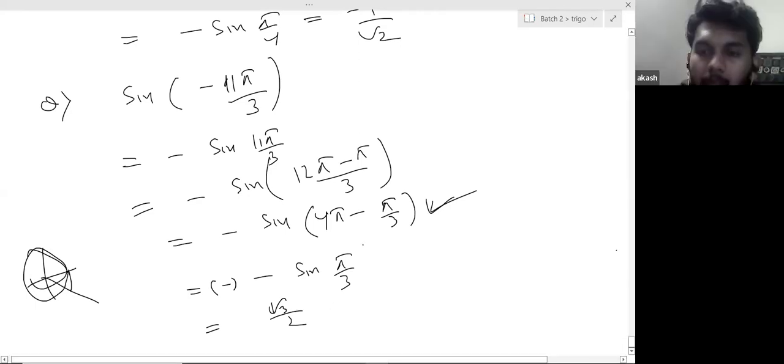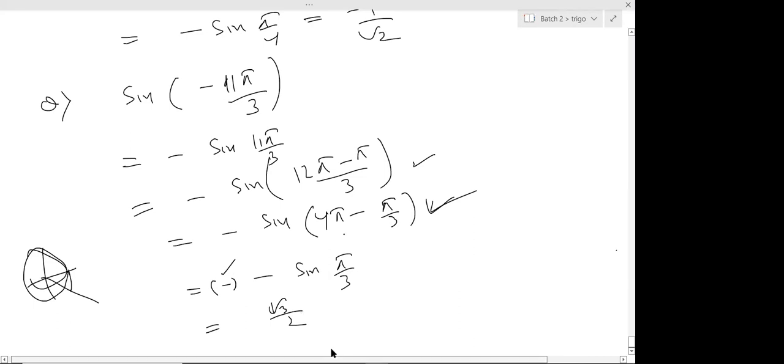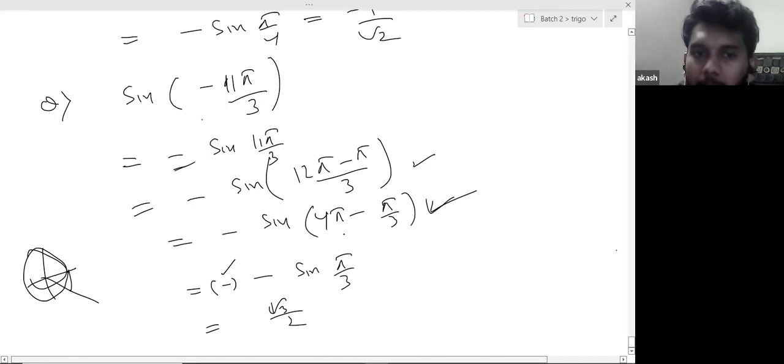All right. Don't forget the two-step method. You have to first break down, then see in which quadrant the original value lies in. All right. So 4 pi minus pi by 3 lies in the fourth quadrant. Fourth quadrant sine has negative value. So minus another minus. So plus. The first minus will be from the question. Since it is sine minus 11 pi by 3, it'll be minus sine 11 pi by 3, right? First minus is from the question itself, because this negative sign is outside.